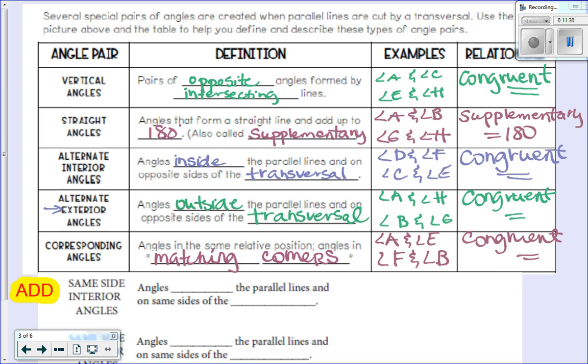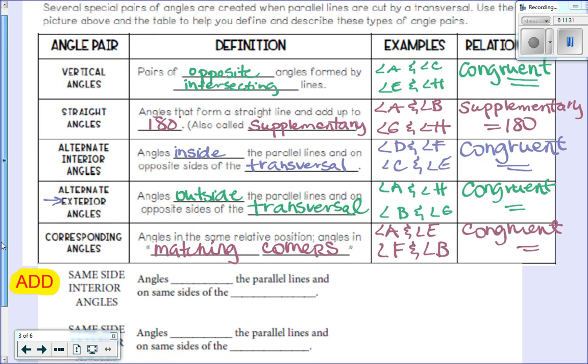All right, so right below, we're going to add two more vocabulary words. The first one I want you to add is same side interior angles. Go ahead and add that to your notes. So just write same side interior. And if you could write down that definition there.